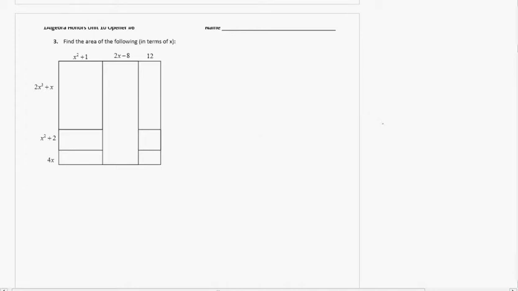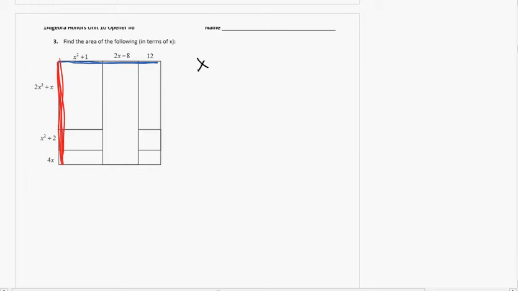Okay, so we're going to find the area in terms of x again. So this is very similar to a problem Miss Heinemann was doing, I think. So again, I could find all these little pieces, or I could recognize that I could just find this length and find this length, or width, I guess, and then multiply them together.